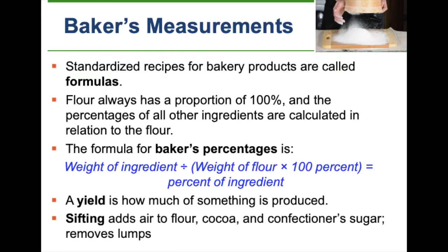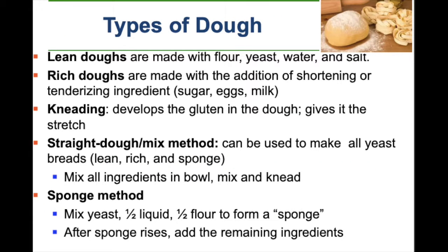A yield is how much of something's produced. Like this recipe yields 24 cookies. It makes 24 of them. Sifting will help add air to your flour, your cocoa, your confectioner sugar, or powdered sugar, and it helps remove lumps too. So hopefully some new information for you.